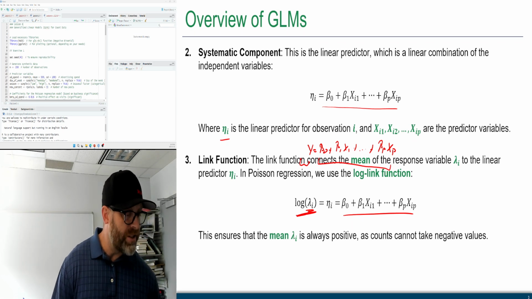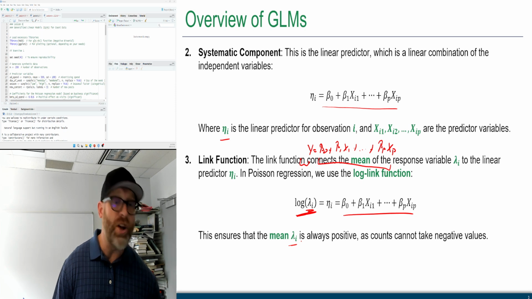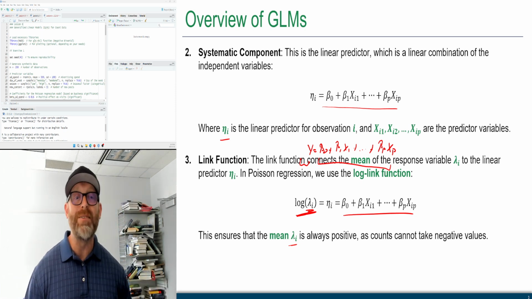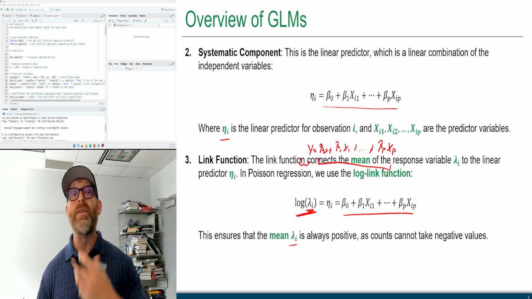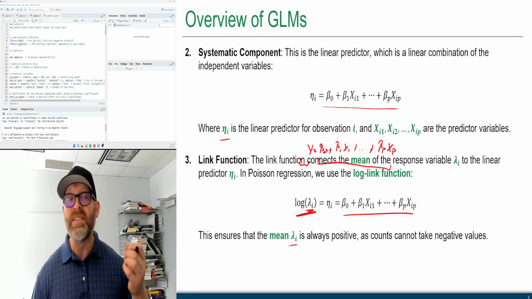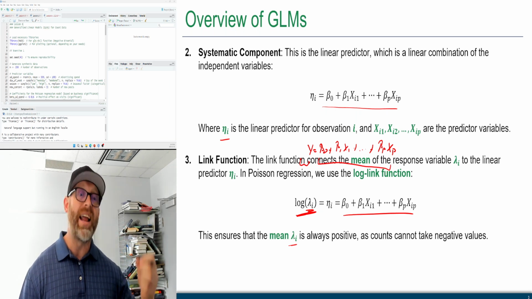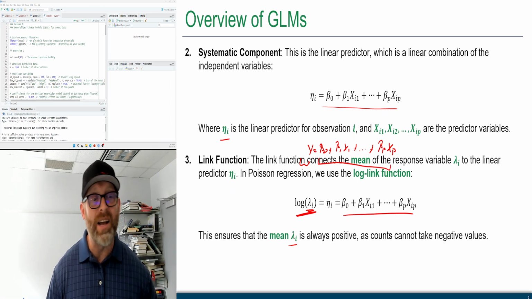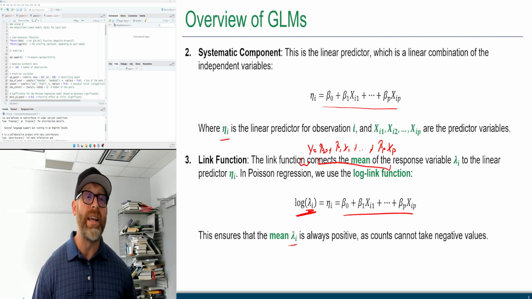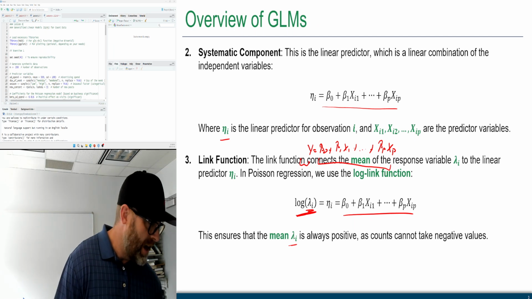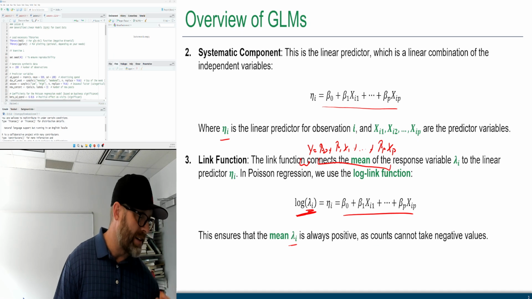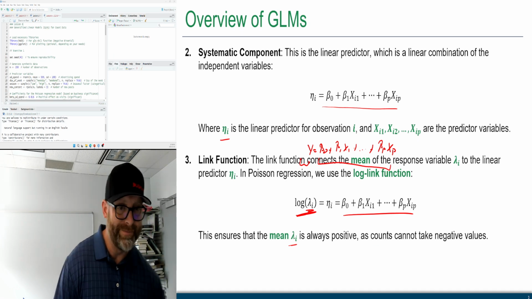All right, so this ensures that the mean, that lambda sub i, is always positive, which again makes sense because if we're talking about count data, we're not going to have a negative amount of times of things happening. It could happen 0 times, it could happen 1 time, it could happen 2 times. But again, that's the whole point. It's not going to happen a negative amount of times. So putting that log lambda through keeps things positive in that regard. And it also counts, as counts cannot take negative values.